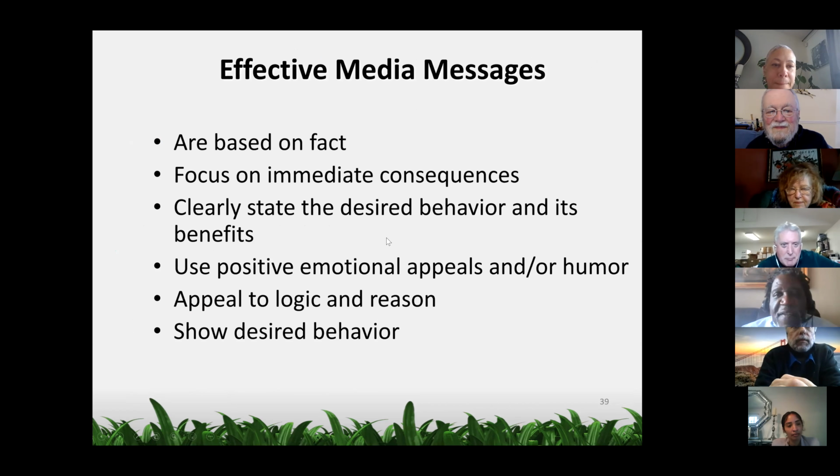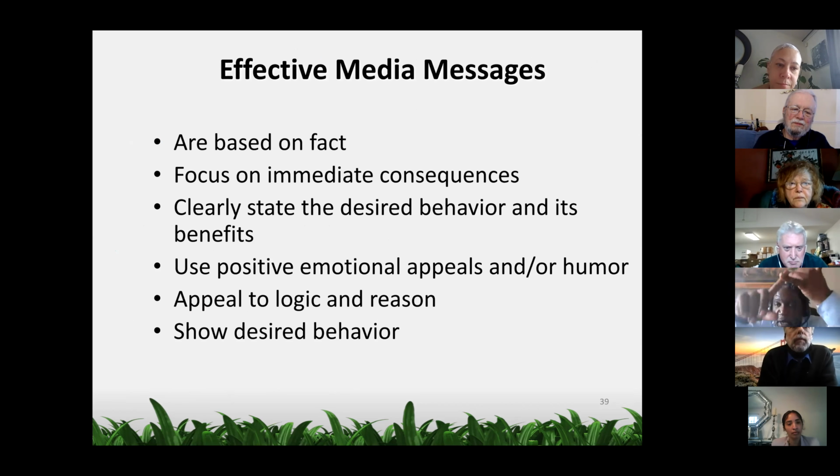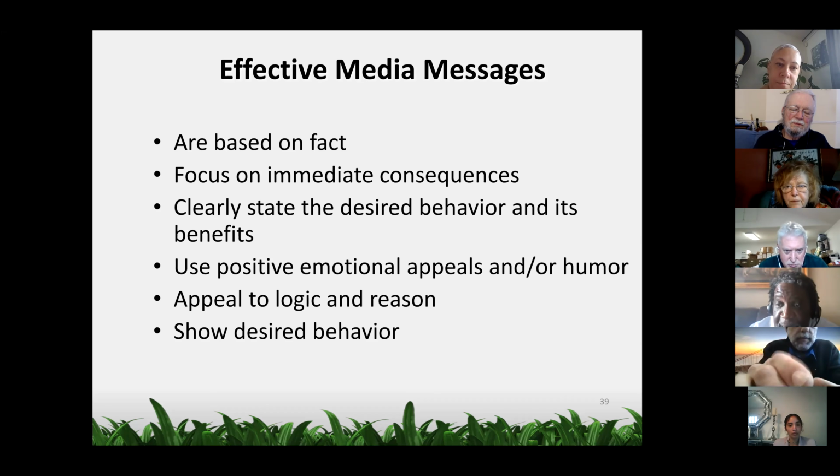So we know an effective media message is so important, but any good ones are based on fact, no matter how you look at it, and they focus on immediate consequences. They always state the desired behavior and what the benefit is going to be. So when you put those media messages out, base them on fact and focus on what the immediate consequences will be: if you do this, this might happen. Use positive, underline positive, emotional appeals. Or you can even use humor.